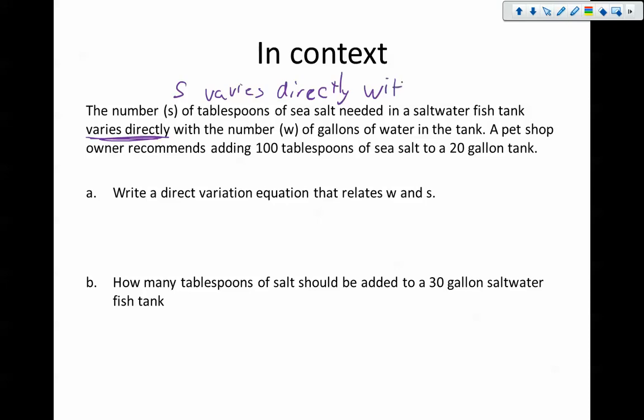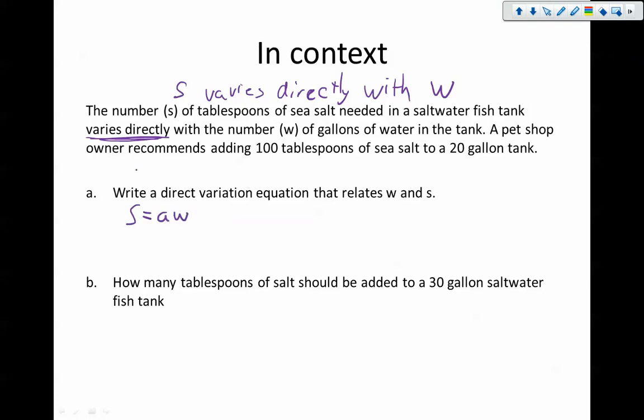Notice here that it's saying that S varies directly with W. Meaning as W changes, S is going to change with it, or as S changes, W changes along with it at a given direct rate. So since it says S varies directly with W, that's telling us that S equals AW.